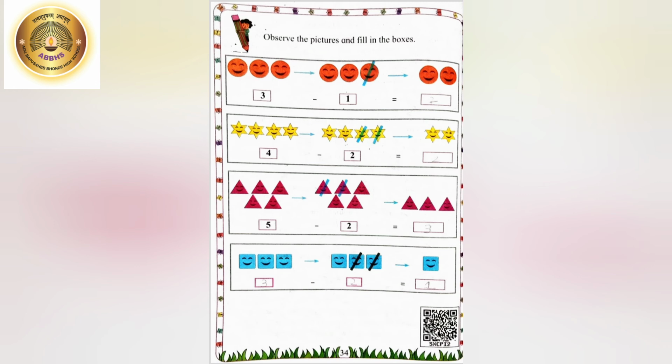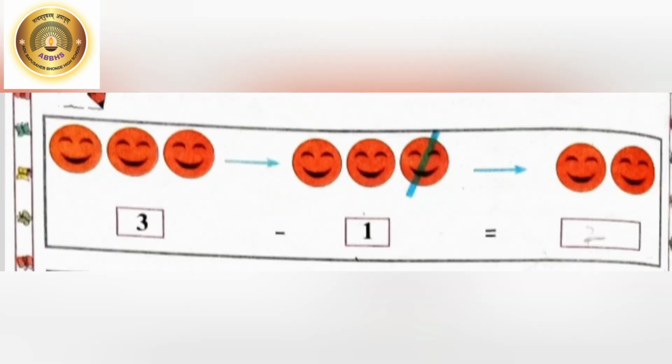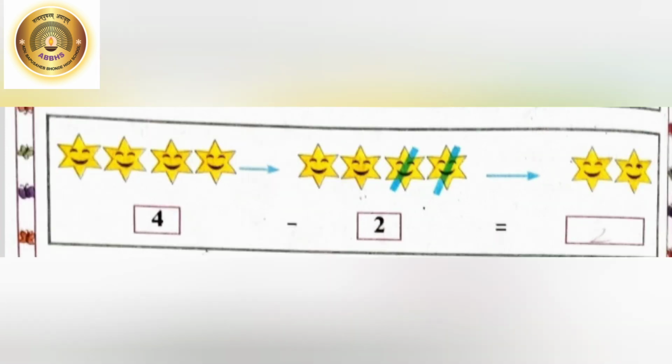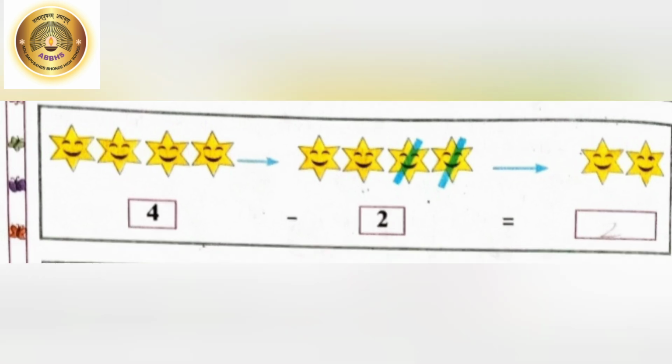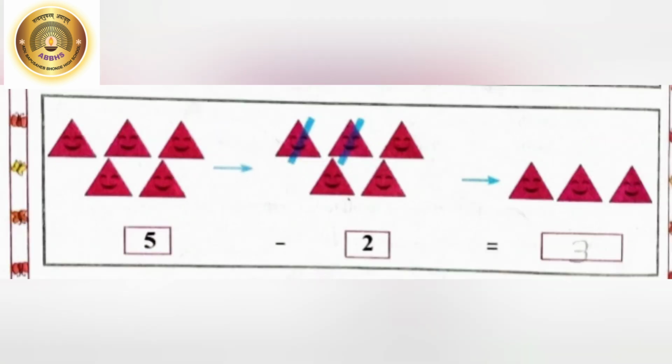Now go to page number 34. Observe the pictures and fill in the boxes. First observe the smiley balls. 1, 2, 3. Out of the 3, 1 has been cut. How many are left? 1 and 2 are left. Go to the second picture. Stars. Count the stars. 1, 2, 3, 4. There are 4 stars, out of which 2 have been cut. How many are left? Right. 2 stars are left.